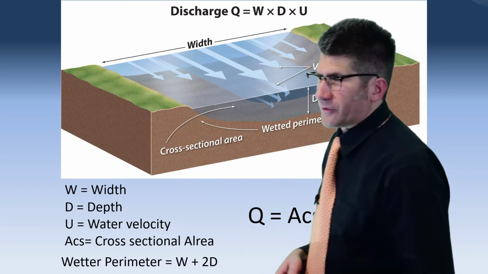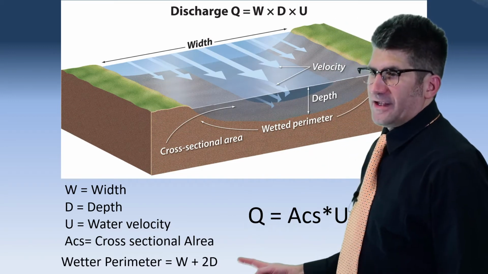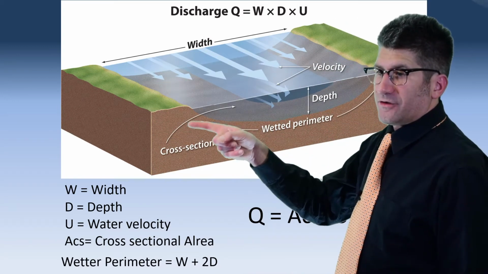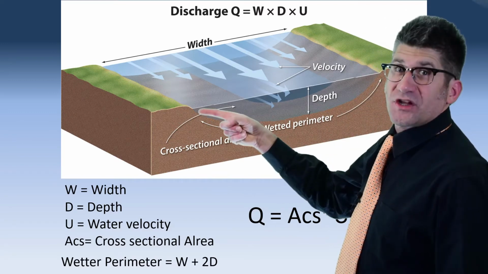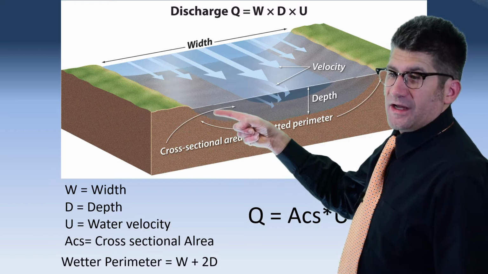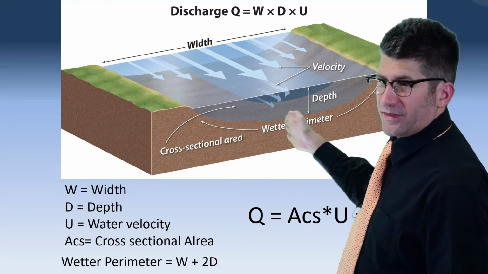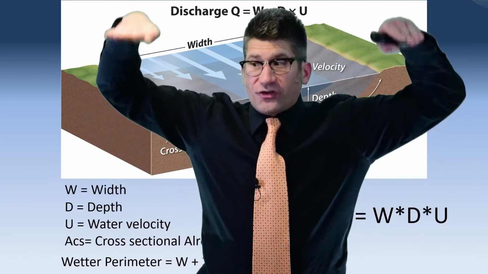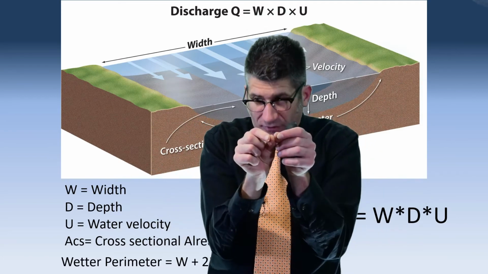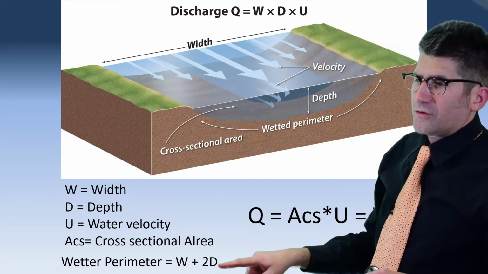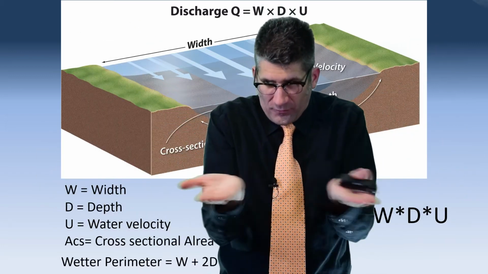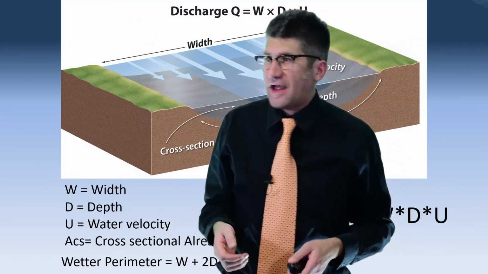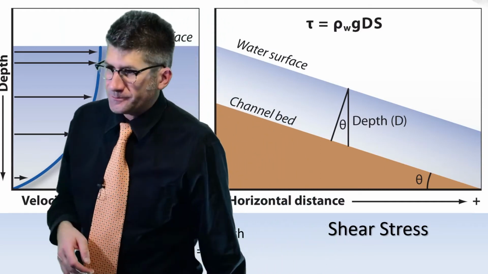Okay, another important term I want to introduce is the wetted perimeter of the channel. Perimeter is essentially the length that's wetted. So generally, the wetted perimeter is the width of the channel added to 2 times the depth. We have depth on both sides, and then we add that to the width of the channel. So that would be your wetted perimeter.